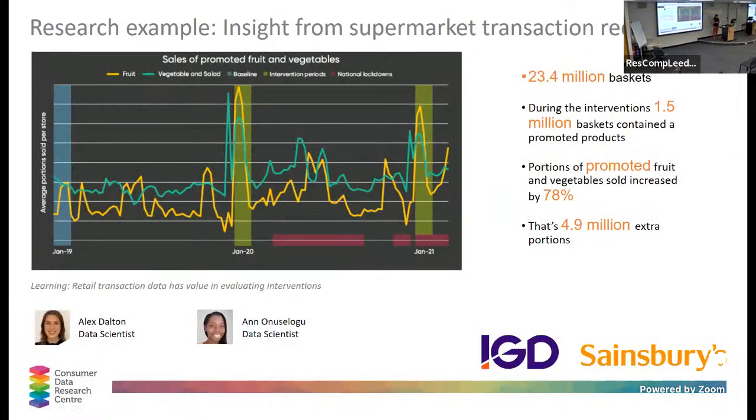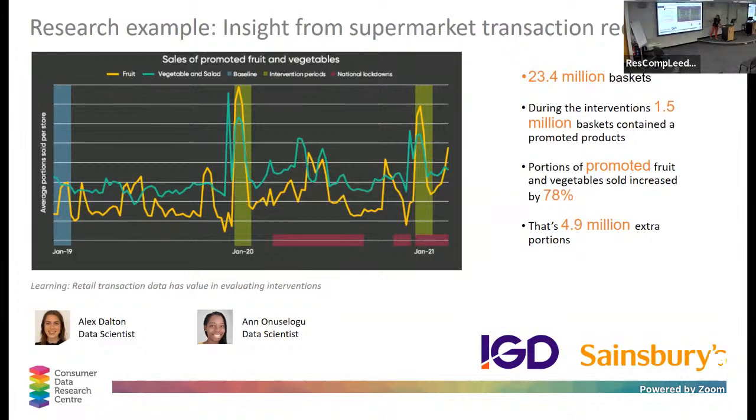And then we've got examples from trials that have run. So this is some of the IGD work, and what we've got here is almost 2 years of data, just over 2 years of data of fruit and vegetable sales across 101 Sainsbury's stores in the UK. And in the green bars in January 2020 and January 2021, they promoted various different fruit and veg by incentivizing, reducing their price to 60p.